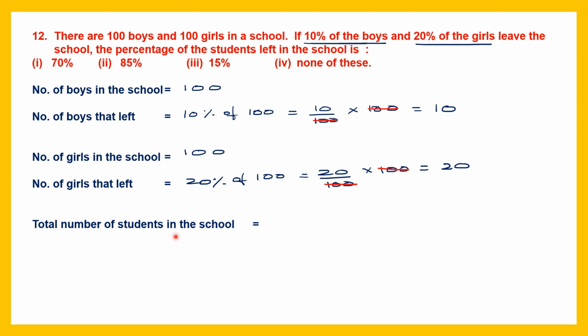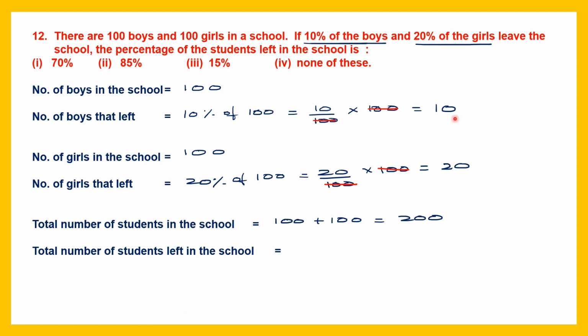Now, what is the total number of students in the school? 100 boys and 100 girls. It's given to us in the question. So total number is 100 plus 100. That is 200. Then number of students left in the school. That is, we have to take the number of boys and the number of girls together, add it up and subtract it from 200. So 200 minus the number of boys and the number of girls that have left. So this is 200 minus 30. And how much is that? That is 170. So 170 students are left in the school.